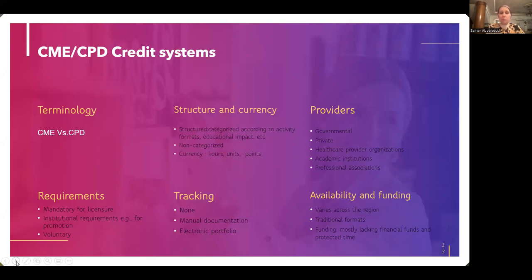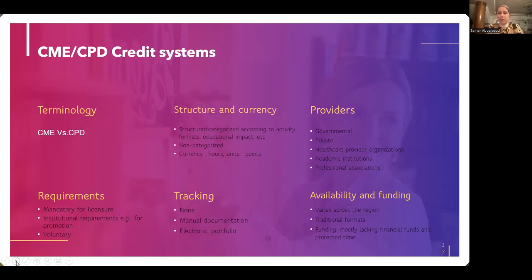One of the confusing terms for the region is CME versus CPD. CME stands for continuous medical education. CPD stands for continuous professional development. On many occasions, they are used interchangeably. However, they are not the same. CME is mainly focused on medical knowledge. CPD is a broader concept that encompasses not only medical knowledge, but also professionalism, communication, and research skills. Also, CPD encompasses not only education for physicians, or CME, but also nursing education, CNE, pharmacy education, CPE, and other education for other healthcare professionals.